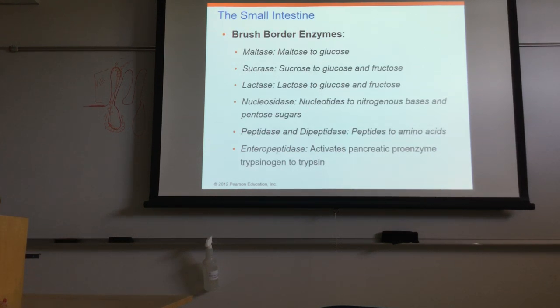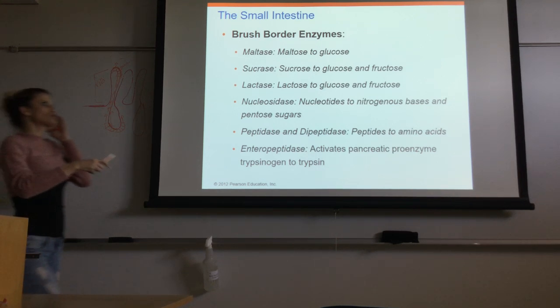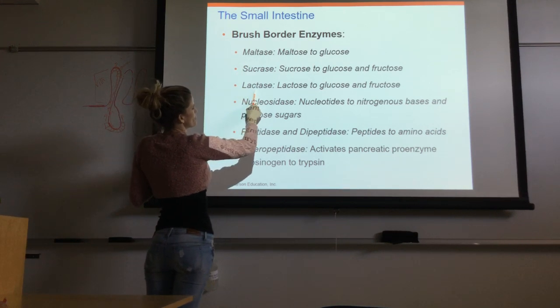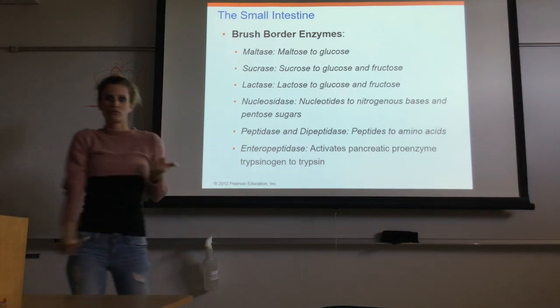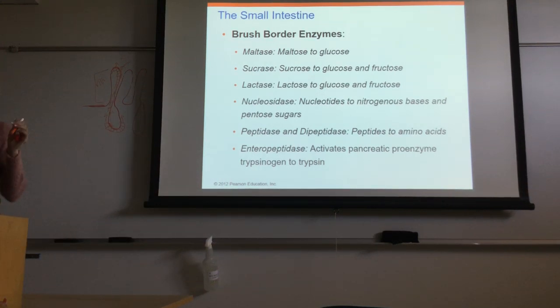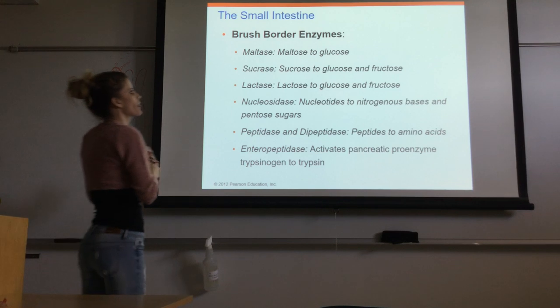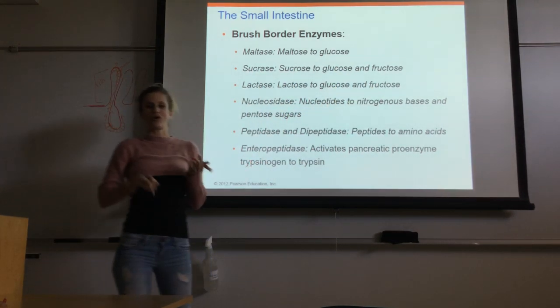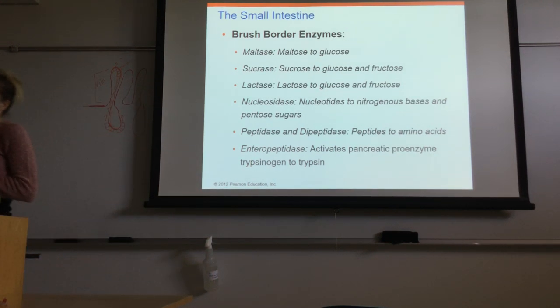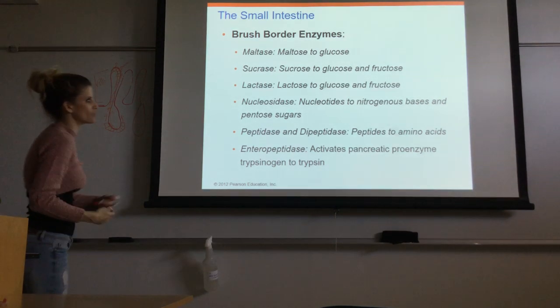There are numerous different brush border enzymes, and each of them are going to break down or metabolize a different type of nutrient. All of these first ones break down carbohydrates. Okay, so maltase breaks down maltose into glucose. Okay, it breaks down a larger carbohydrate into a monosaccharide, simple sugar. Sucrase breaks down sucrose into glucose and fructose, which remember are both monosaccharides. Okay, simple sugars. Lactase breaks down lactose into glucose and fructose.